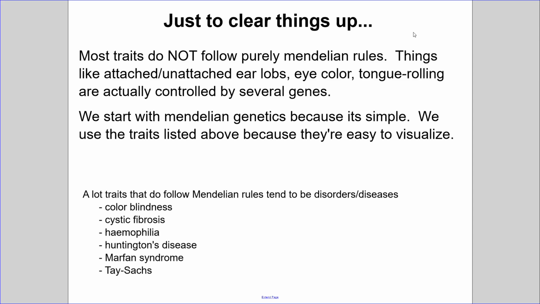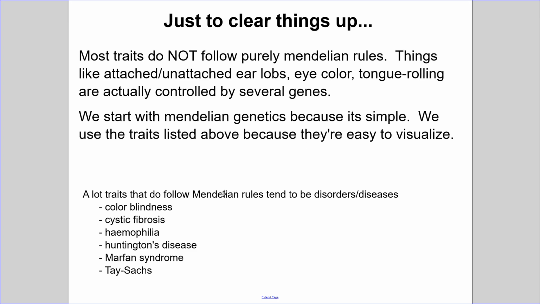Most traits do not follow those Mendelian rules that we've been working with. Most traits are not dominant and recessive. Things like unattached and attached earlobes, your eye color, your ability to roll your tongue, these are actually controlled by several genes, not just one allele pair. So we start genetics by learning about Mendelian rules because it's simple. It's a nice, easy model to understand, and the traits that we have listed here are very visual and easy to process and easy to think about, but they're actually a little bit more complicated than that.